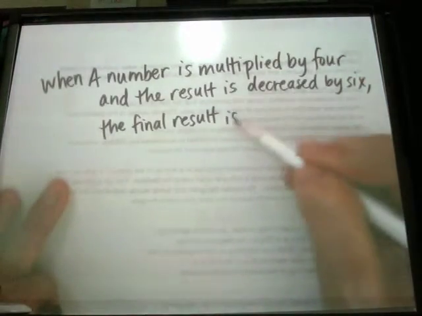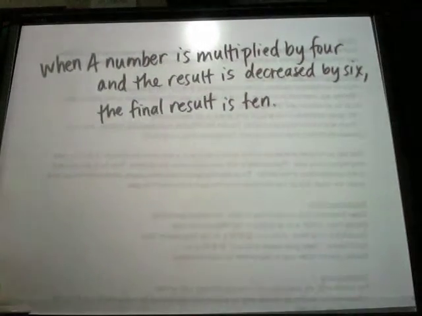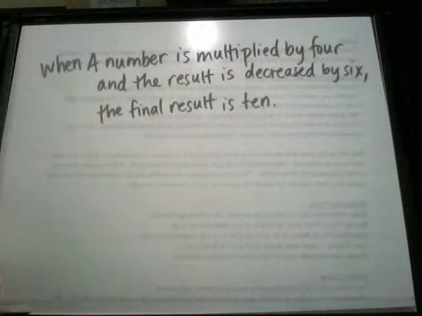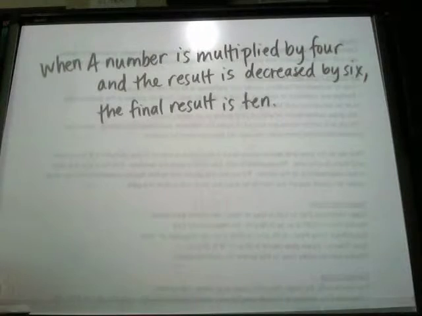Now the good news is you won't have to write anything this long. I'm not going to make you write all these words, you're just going to write the resulting math part. When a number is multiplied by 4 and the result is decreased by 6, the final result is 10. Don't worry, we'll go piece by piece. When a number is multiplied by 4, what's that going to be?